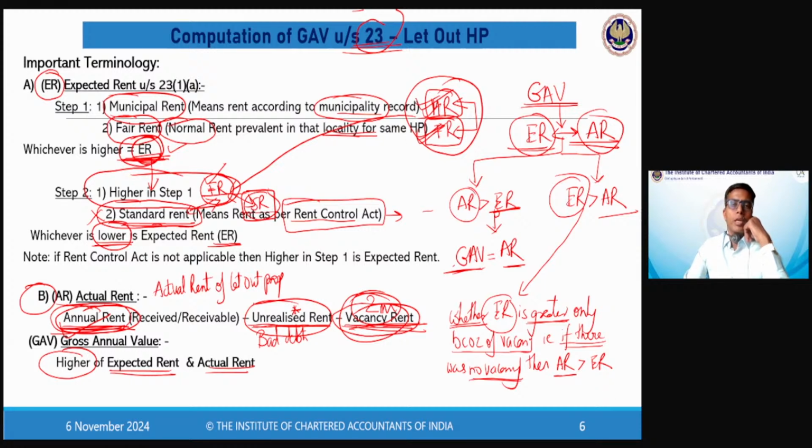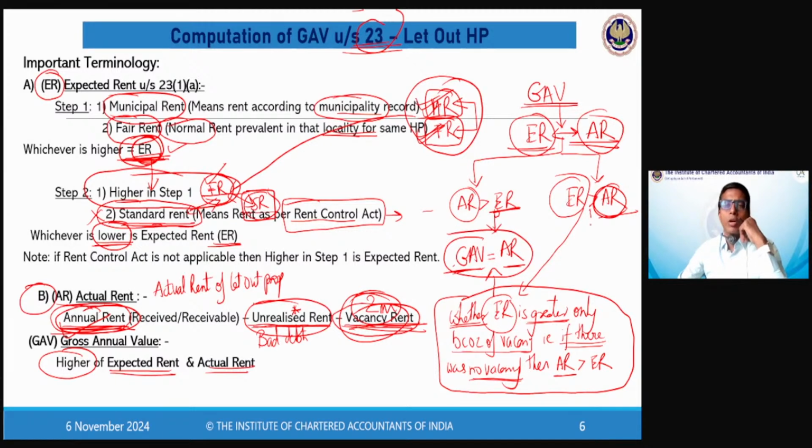So if the ER is looking greater because I have vacancy, because if you remember, in AR, while calculating AR, we have reduced the vacancy. It means if my ER is greater only because there was vacancy this year, there is no other problem. In that particular case, the answer will be the same. GAV will be AR. But if this is not the case, then GAV will be ER. Now, maybe what I just explained, or the language of the law, may not be very clear to you. No problem. When we take a practical, you'll understand this.